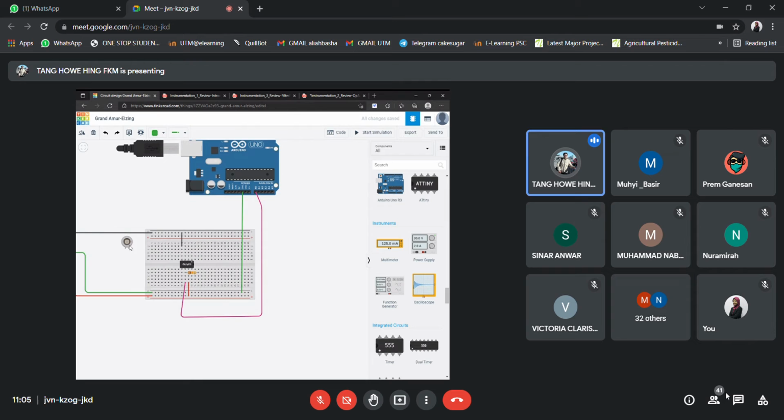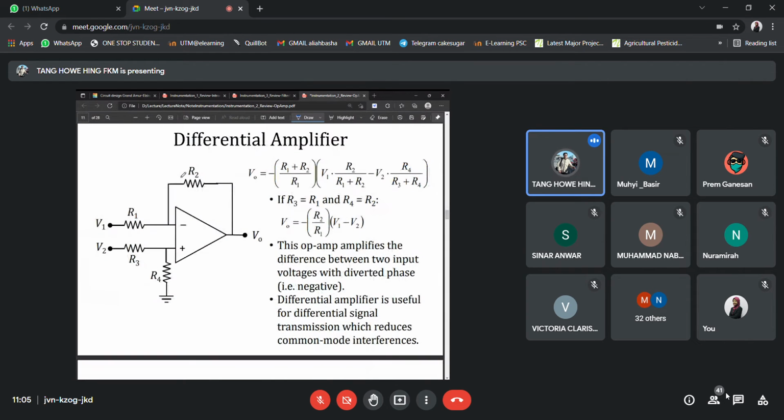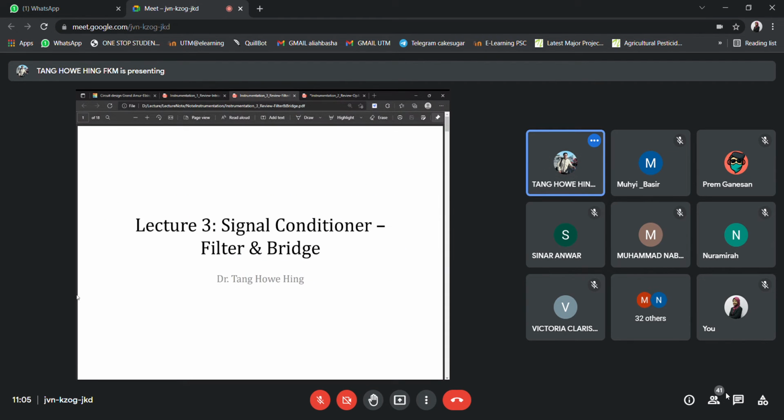Okay, so for this one, let's say I want to have an amplification by 12 kilo ohm. For the differential amplifier, we have this circuit. So this is 12 kilo ohm, and then R4 needs to be 12 kilo ohm as well, because R4 equals R2, and then R1 and R3 will be 1 kilo ohm. So in that case, we are going to have a multiplication of 12.